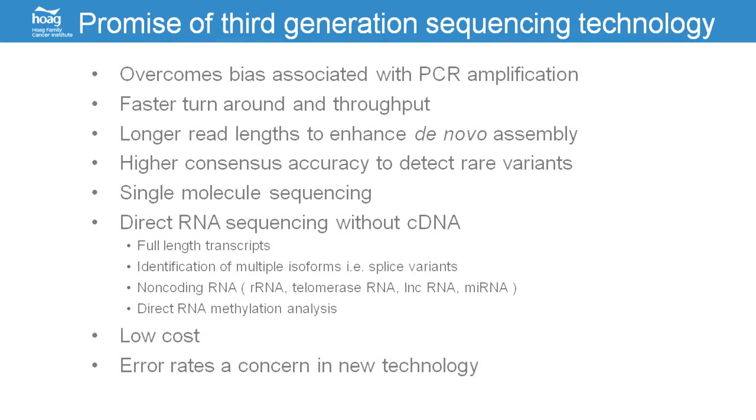And then you get the full-length transcripts. You can do multiple isoforms or the splice variants we talked about and non-coding RNAs. And the promise is for direct RNA methylation analysis as well. It offers lower costs, and people are talking about eventually getting down to the $100 genome. I mean, right now we're at the $1,000, but even getting lower.